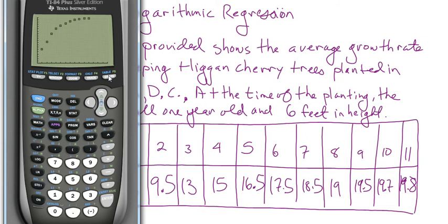So we'll run a log regression. We go to stat, edit, to calc, and going down to the bottom of the list, it's ln reg. So it's a logarithmic regression, but we're using ln, the natural logarithm. That's how this calculator works. It's regressions if you're going to do logarithmic. So we got ln reg.